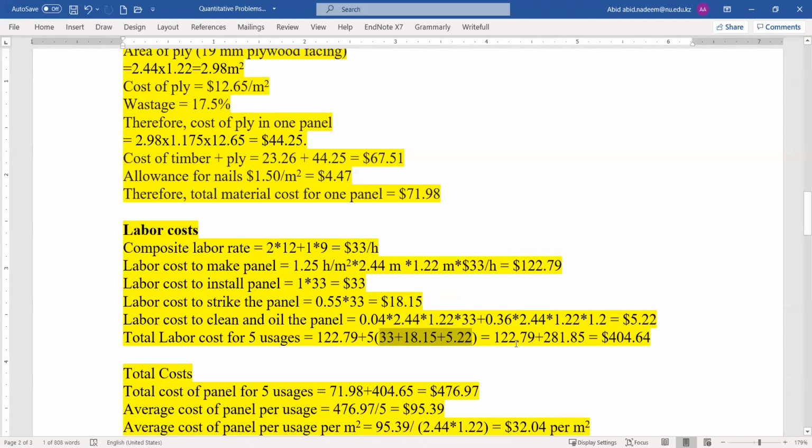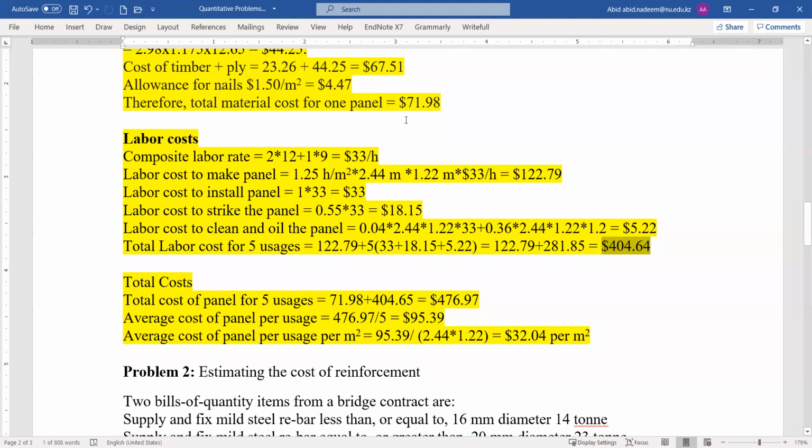Here you can see that the cost of making the panel was $122, but the operation cost for using the panel 5 times was $281. It was more than the cost of the panel itself. But okay, in this way the total labor cost is $404.64. Earlier we had the material cost, which was 71.98, and then the 5-time usage cost was 404. So the total cost is $476.97.